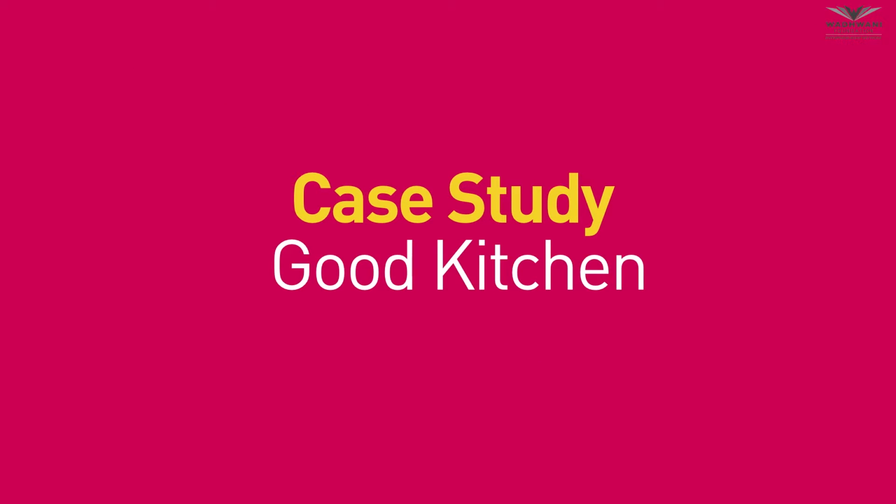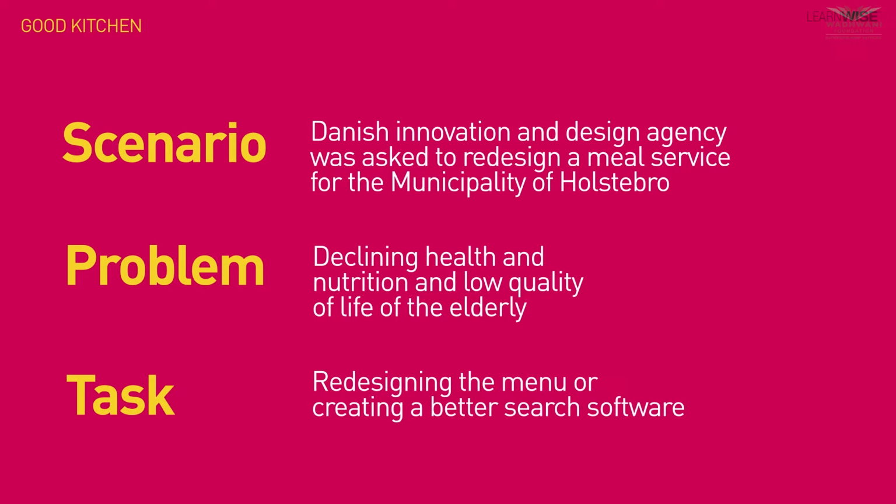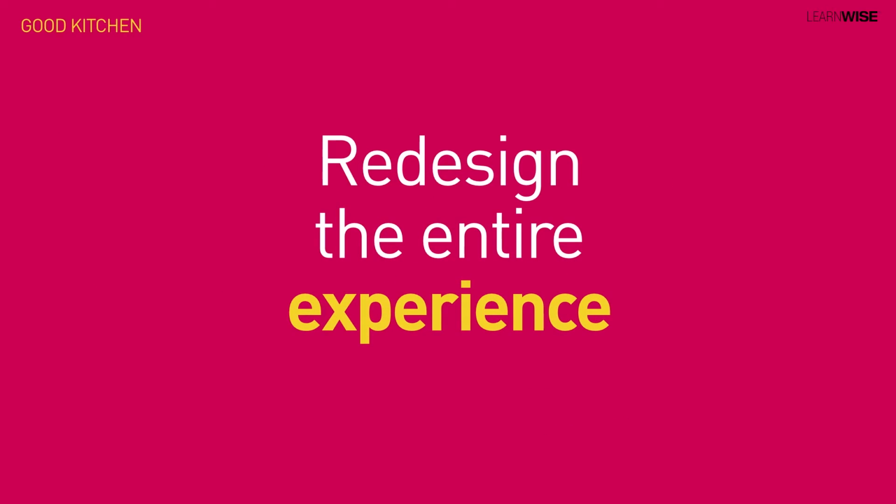For example, let's look at the case of Good Kitchen, when the Danish innovation design agency, Hatch and Bloom, was asked to redesign a meal service for the municipality of Holstebro. To deal with declining nutrition and the low quality of life for the elderly, the agency was asked to redesign the menu. But as the agency started doing ethnographic research, they realized that it actually required a redesign of an entire experience because the menu alone would not solve the problem.